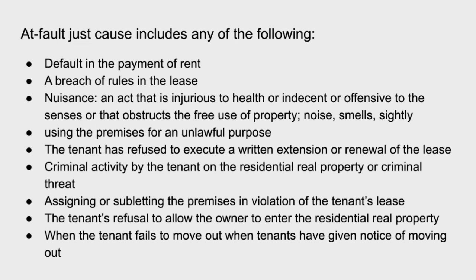Examples of an at-fault just cause include default payment of rent, a breach of rules in the lease, a nuisance, either by noise, smell, or unsightly properties, using the premises for an unlawful purpose, if the tenant has refused to execute a written extension or renewal of lease, criminal activity on the premises or a criminal threat to the owner, assigning or subletting a premises in violation of the tenant's lease, the tenant's refusal to allow the owner to enter the residence for inspection, or when the tenant fails to move out when the tenant has given notice.